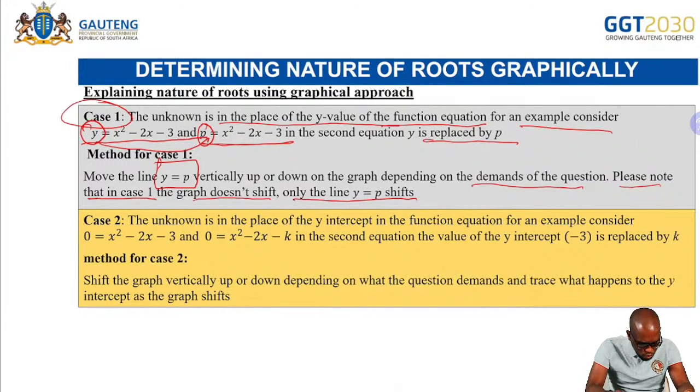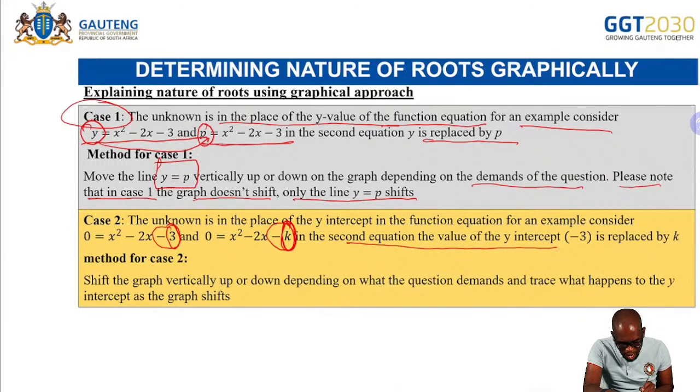Now with case 2, the unknown is in the place of the y-intercept of the function equation. For example, consider these two equations: you can see that where there was negative 3, I have now replaced it with k. So I'm saying the unknown is in the place of the y-intercept in the function equation. Consider 0 equals x squared minus 2x minus 3, and 0 equals x squared minus 2x minus k. In the second equation, the value of the y-intercept, negative 3, is replaced by k.